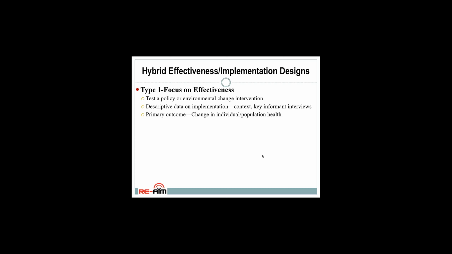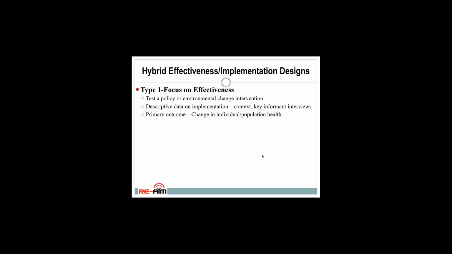And so when you hear Dr. Pollack's presentation, you'll hear a lot about mixed methods. And this, in some ways, is why mixed methods are so important within implementation science, is that we are looking at these objective outcomes often at the population level, but we're also looking at more qualitative features to provide us a sense of what the context is and what barriers or facilitators might be in place to either help us or hinder us in trying to get a policy up and running. And so the primary outcome for this type of trial is typically the change in the individual or population health.